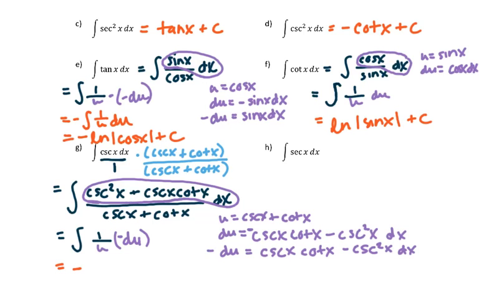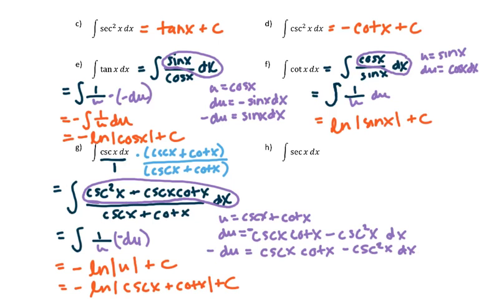So I'm going to get negative, and then the antiderivative of 1 over u is ln, and u is cosecant x plus cotangent x. Actually, I'm doing a lot of steps in one. I don't want to lose you guys here. This one's already pretty confusing. So then we'll plug in our u. So we'll get negative ln of cosecant x plus cotangent x plus c.